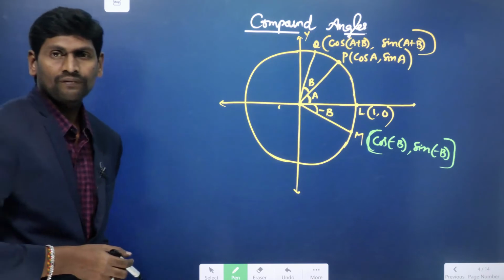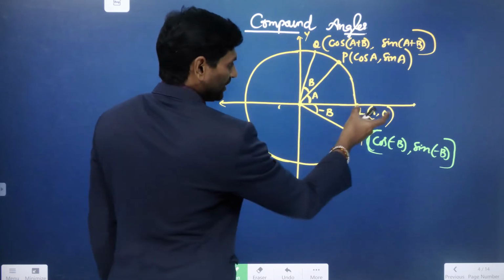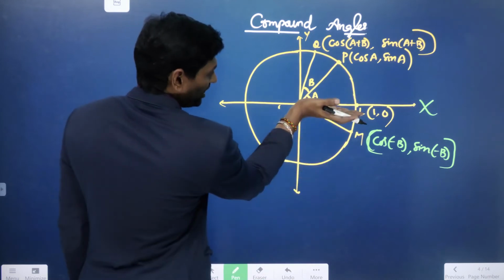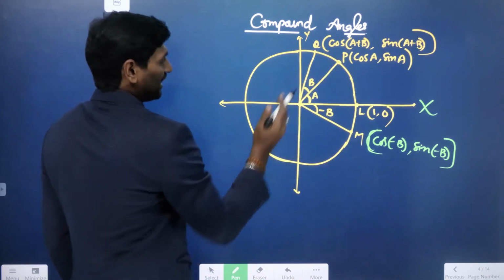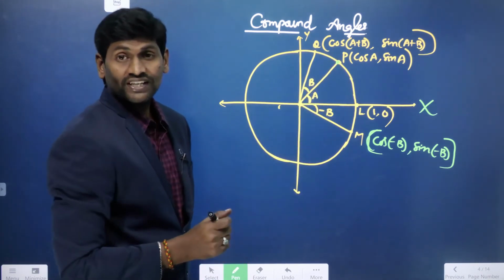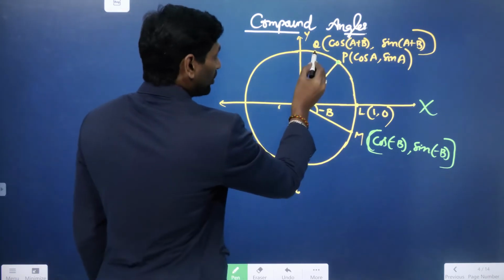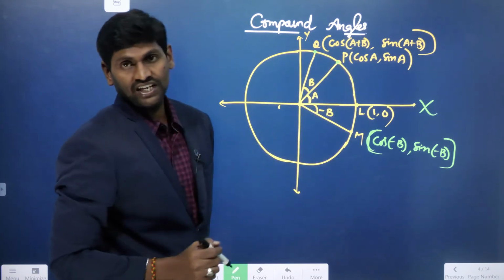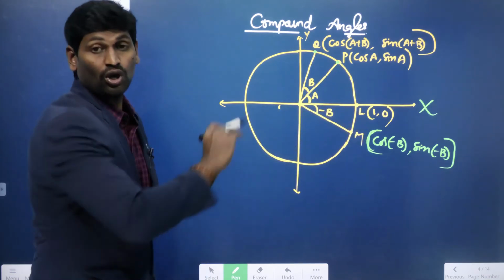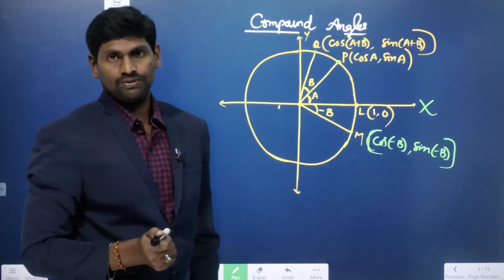So I am taking the unit radius. The point is (1, 0) here, L, because it is lying on the x-axis. If the rotating ray moves through angle A, the point on the circle is (cos A, sin A). If the rotating ray moves up to A plus B, then the point on the circle is (cos(A+B), sin(A+B)). If the ray moves in the clockwise direction with angle minus B, it will be (cos(-B), sin(-B)).